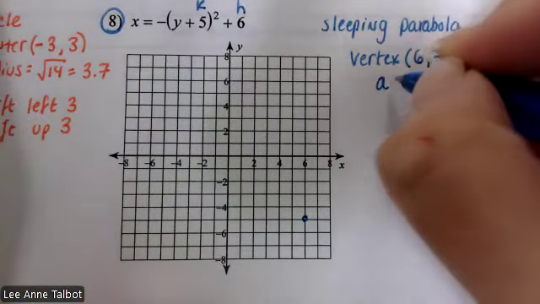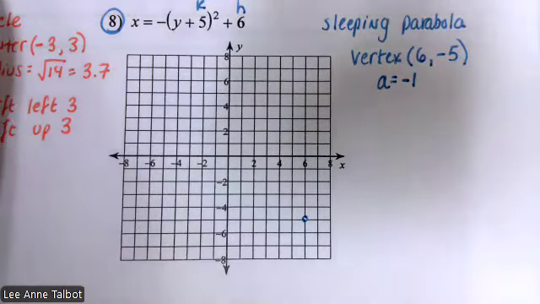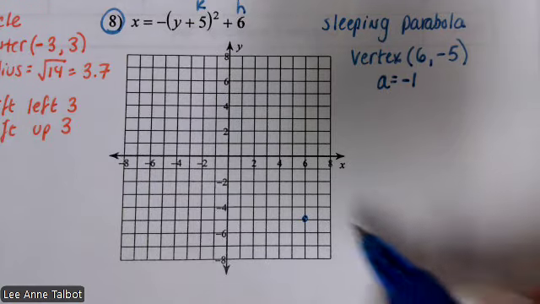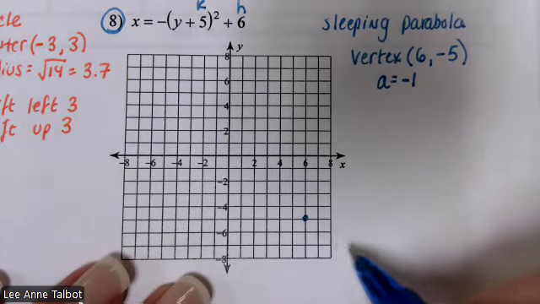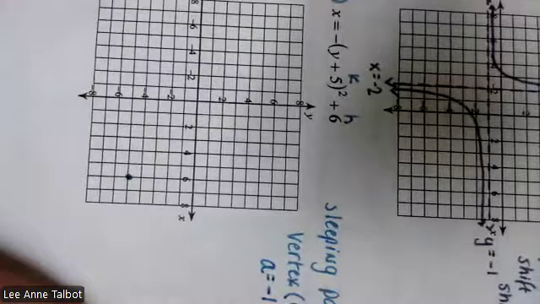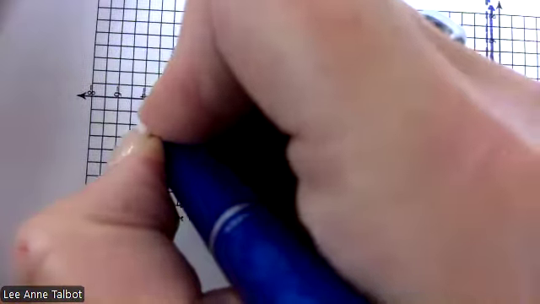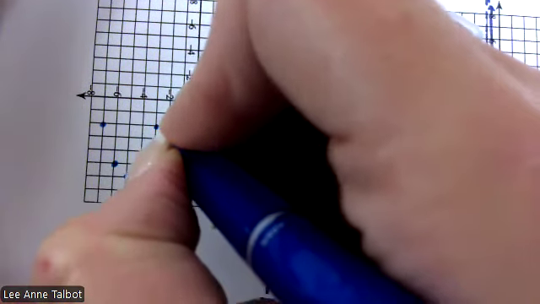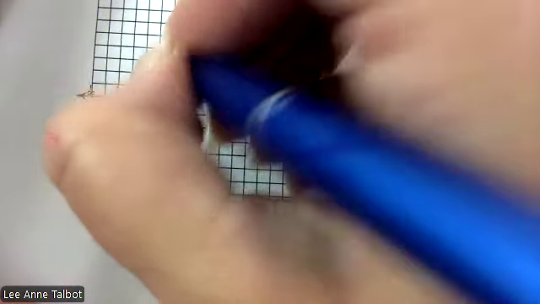Okay, now this one has an A value of -1, which means that I get to use the A equals 1 trick. Do you guys know the A equals 1 trick? Over 1, up 1, over 2, up 4, except that when it's negative, it's not going to open this way, it's going to open this way. So turn your paper 90 degrees this way instead. Over 1, up 1, over 2, up 4, over 3, up 9.